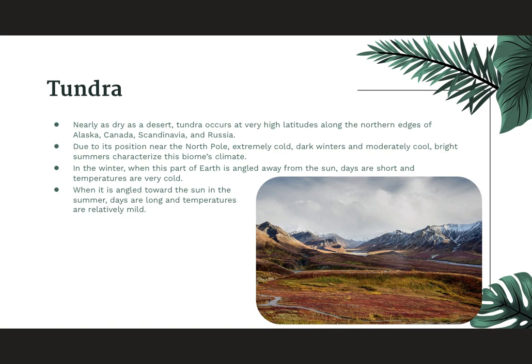In the winter, when this part of the earth is aligned away from the sun, the days are very short and the temperatures are very cold. When it is angled toward the sun in the summer, the days are long and the temperatures are relatively mild.